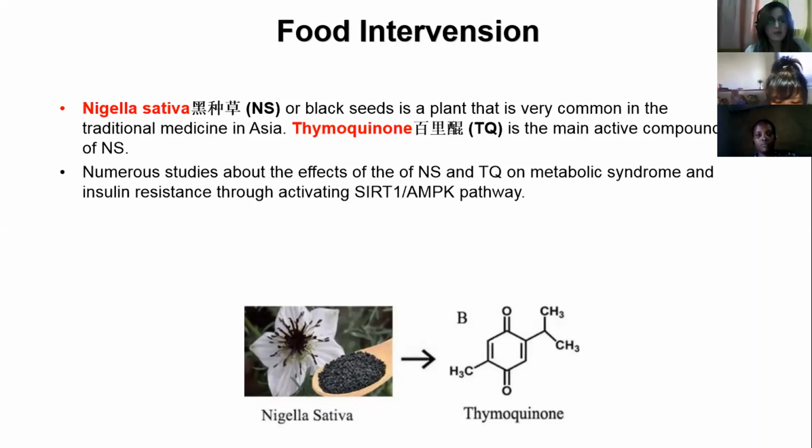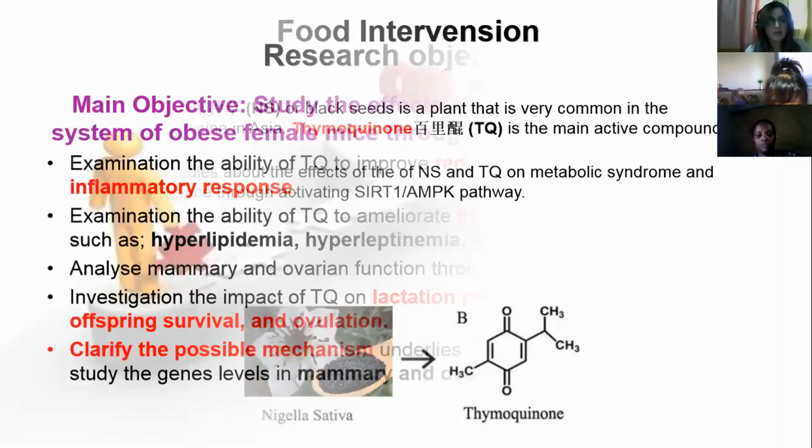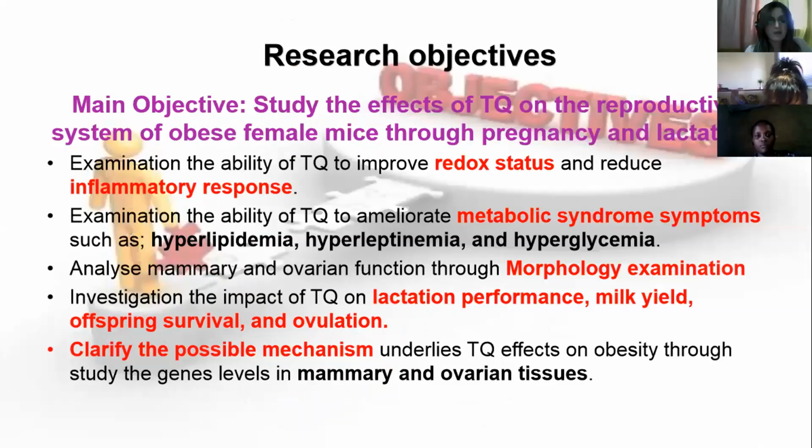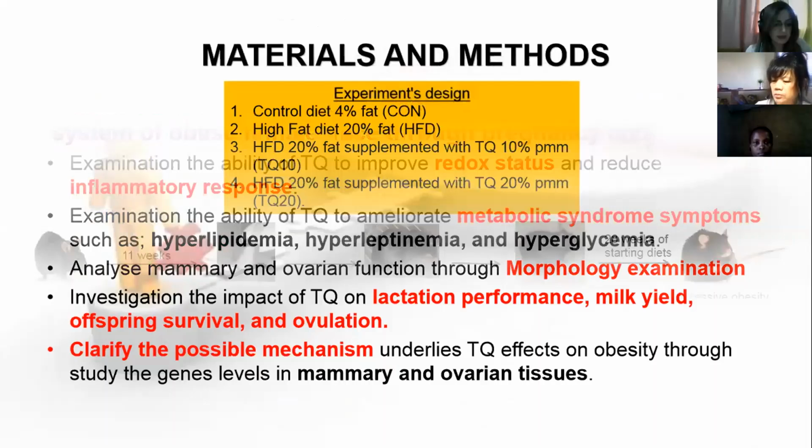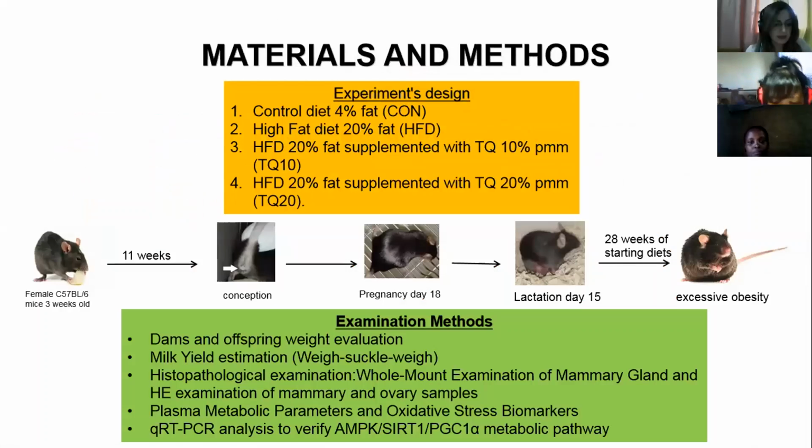So here is the design of our experiment. We divided the mice into 4 groups: control diet, high-fat diet 20%, high-fat diet supplemented with TQ10, and high-fat diet supplemented with TQ20. We started the experiment with 3 weeks old female mice, and after 11 weeks, we induced conception. We sacrificed a subgroup of mice on pregnancy day 18 to study the fetus. On lactation day 15, we sacrificed another group of mice to study the mammary gland. And after 28 weeks of starting the diet, we sacrificed the last group of mice to study the ovary.